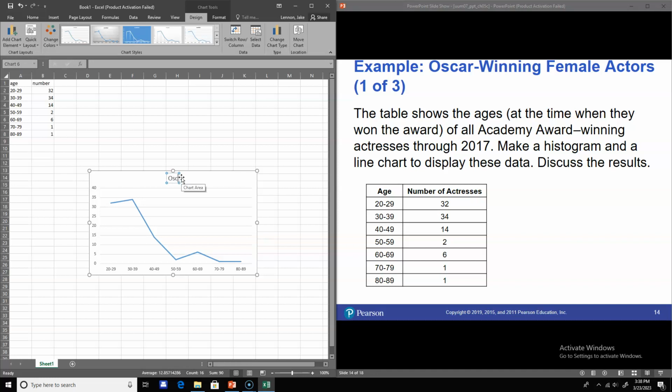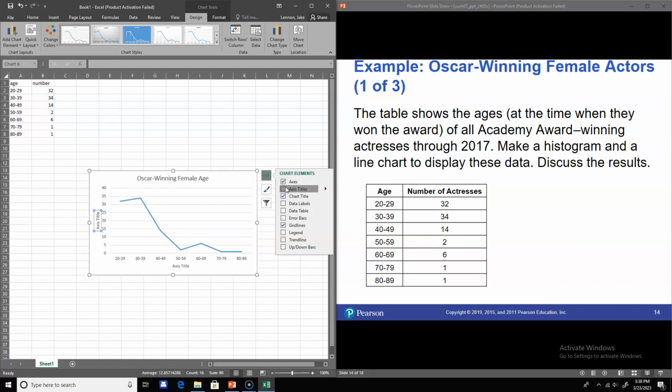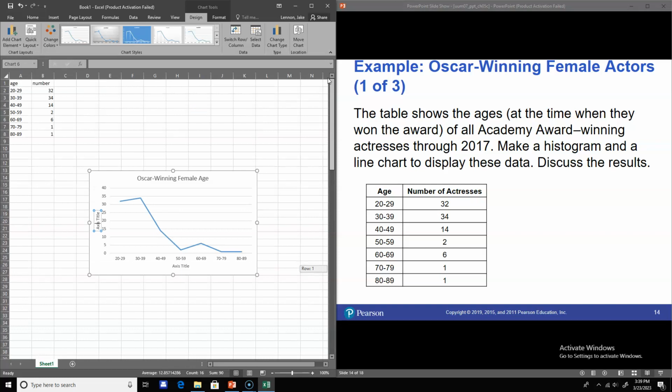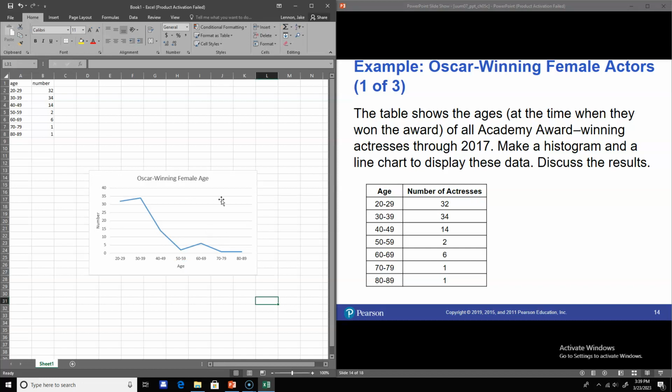And we could say, Oscar winning female age. And then for some of the other titles, you might have to click the plus and then add axis titles like this. And then you could go ahead and go from there. Whoops. Somehow I didn't navigate that appropriately. Anyway, I wanted to edit it. So here we'll put the number is displayed on this axis, and on this axis we would have the age. So we can create a beautiful chart like that in Excel very quickly.